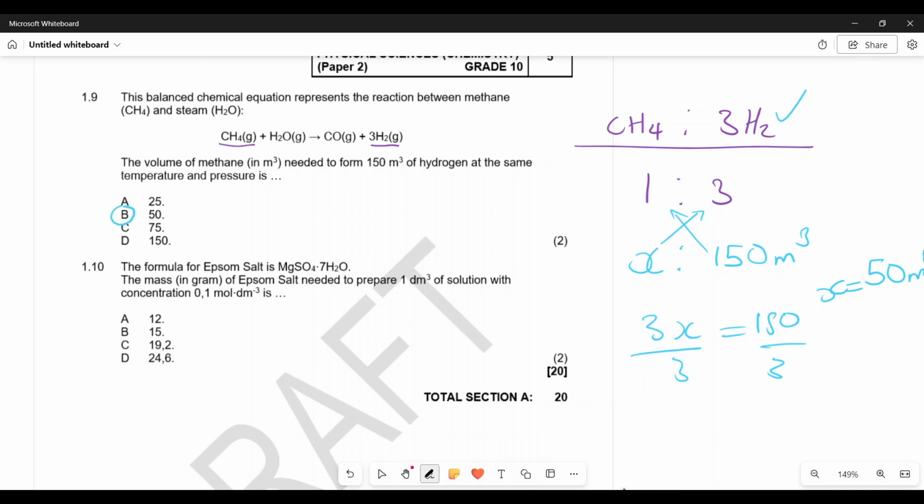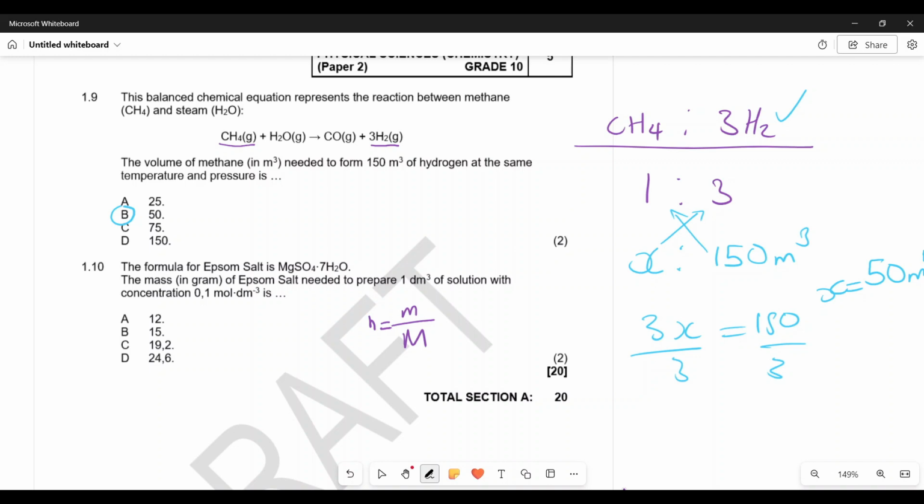Now for 1.10, they give us the formula for your Epsom salt. Now the mass in grams of Epsom salt needed to prepare 1 decimeter cube solution with a concentration of 0.1. So basically here, we're going to make use of our formula. Remember, there is only one formula to determine your mass, right? So n is equal to m over M. n is your number of moles, your small letter m is your mass, and capital letter M is your molar mass. Now in this instance, I can find the molar mass of this compound. The only thing that I would need here is the number of moles.